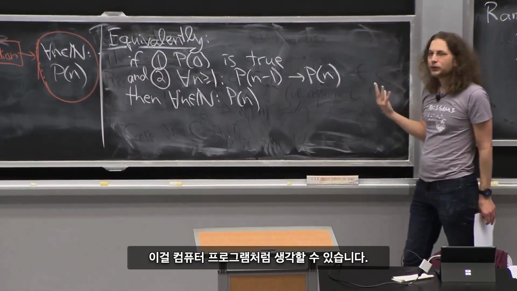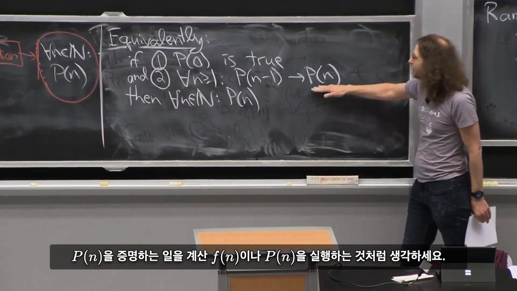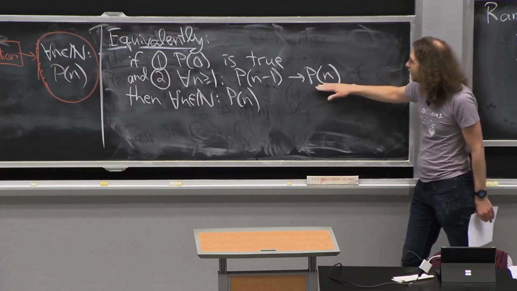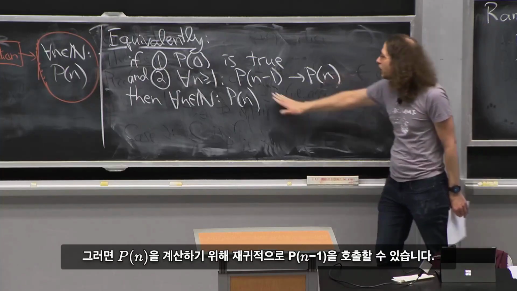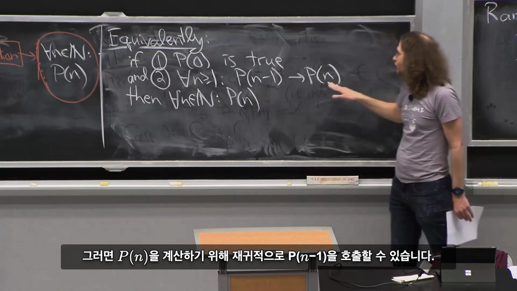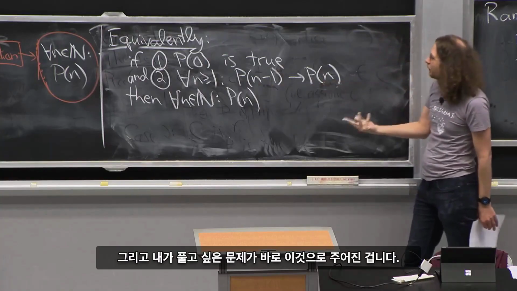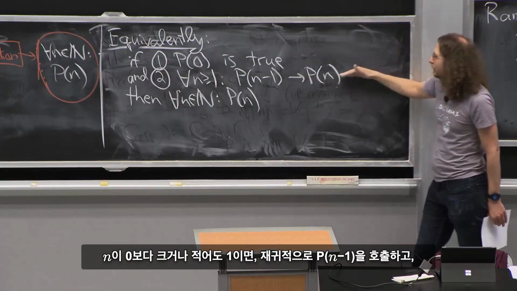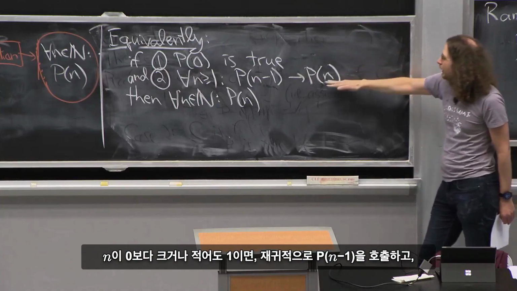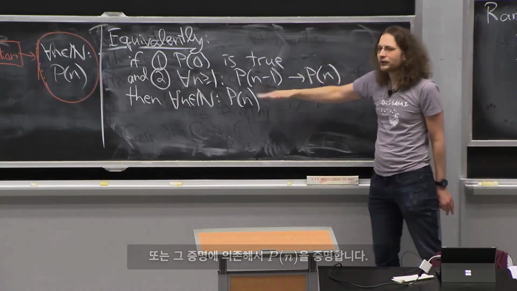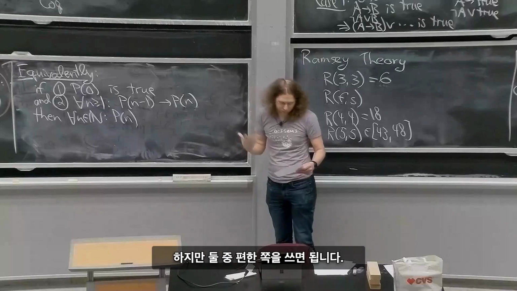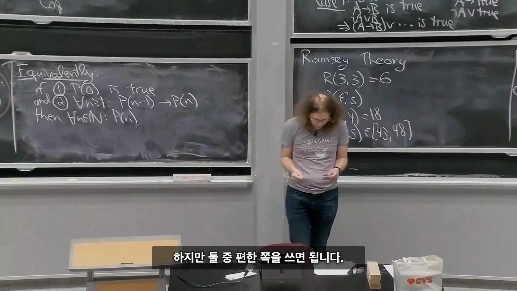You can think of this like a computer program. Think of proving P of n like running a computation f of n, and I get to recursively call P of n minus 1 in order to compute P of n. n is given to me. This is the one I want to solve. If n is 0, then I solve it one way. If n is bigger than 0, or at least 1, then I recursively call P of n minus 1, or depend on that proof, and use it to prove P of n. But you can use either one, whichever is more comfortable to you.